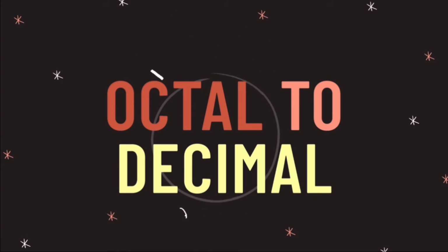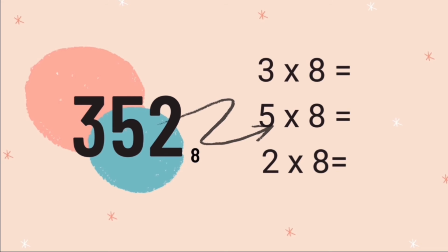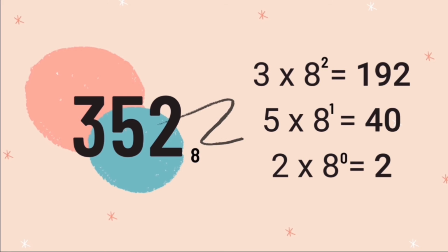Converting octal to decimal. The given is 352 with a base of 8. First, starting from the left, write down the given octal numbers and multiply them by 8: 2 times 8, 5 times 8, and 3 times 8. Second, use exponents in multiplying each digit. In writing exponents, we should always start with 0 and write from bottom to top.